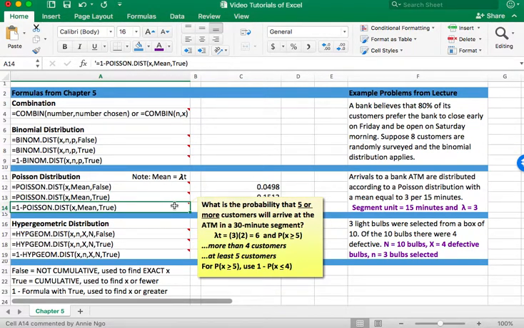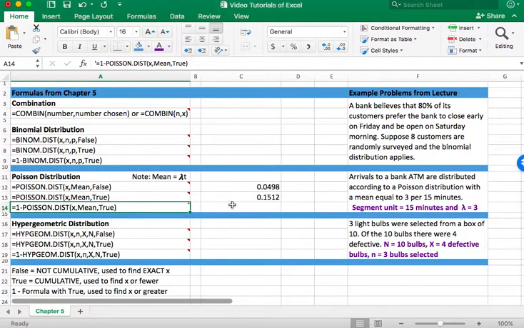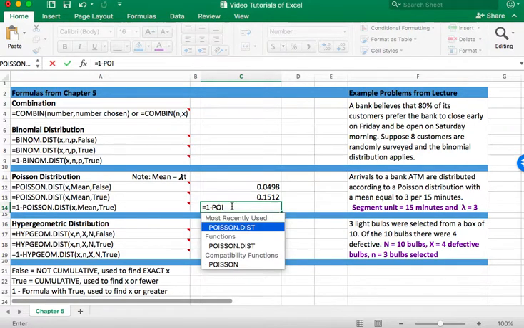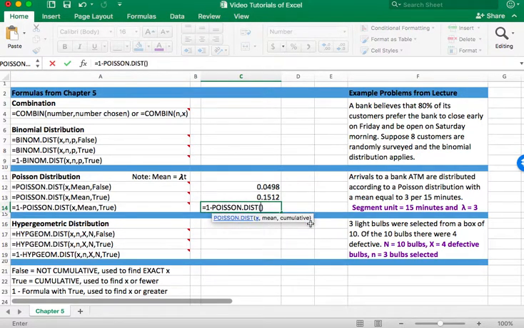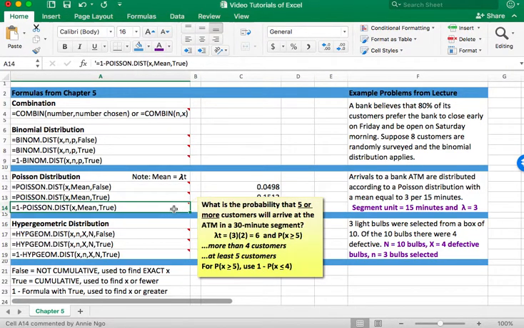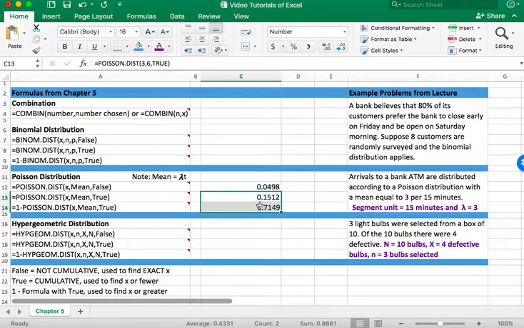Okay, so for my x, I'm going to use the number 4. So let's go ahead and type in our formula, 1 minus Poisson. Again, I can select it. Our x is 4, our mean is 6, and we are cumulative. And then hit enter. So that's the probability that 5 or more customers will arrive at the ATM in a 30-minute segment. So if you've got any questions, let me know, but otherwise that's how we calculate the Poisson distribution in Excel.